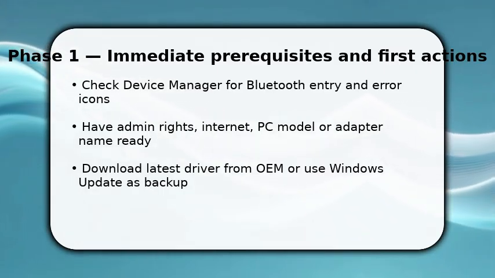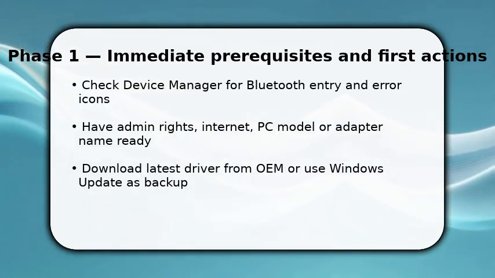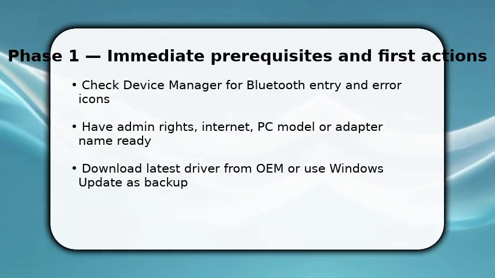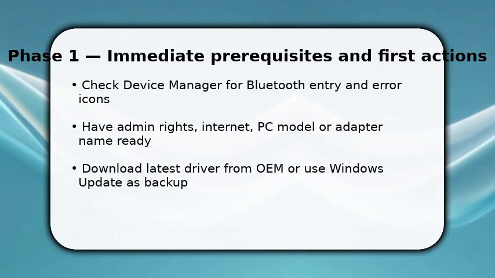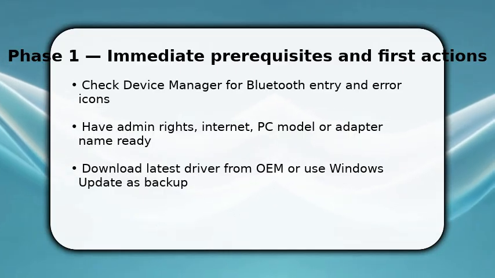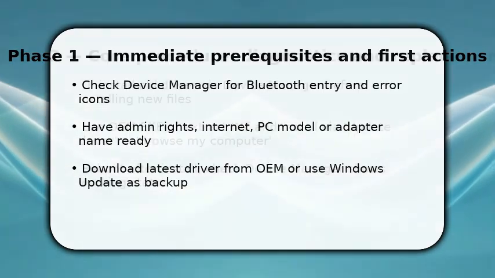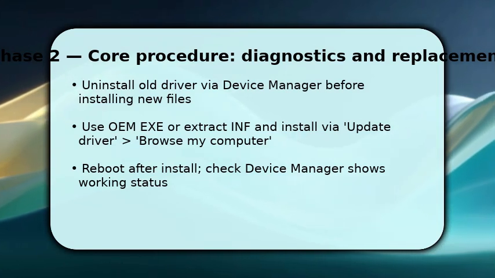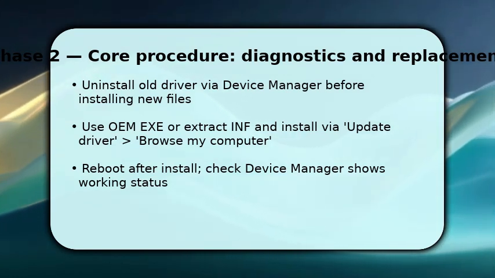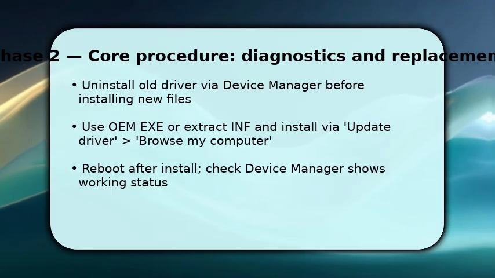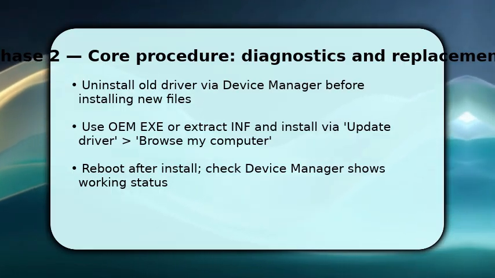Once done, decide where to get drivers, OEM site for accuracy or Windows Update for convenience, because the correct source prevents mismatches and reduces instability. You should remove the old driver first to avoid conflicts. Right-click the Bluetooth device, choose Uninstall Device, and check to remove driver software if prompted.